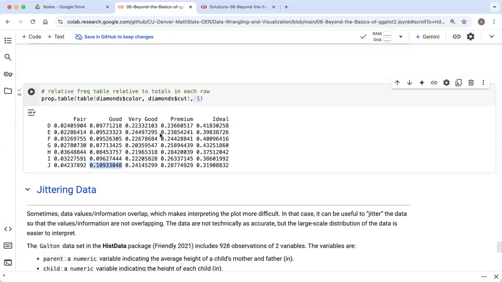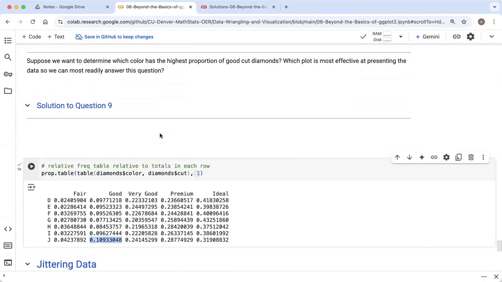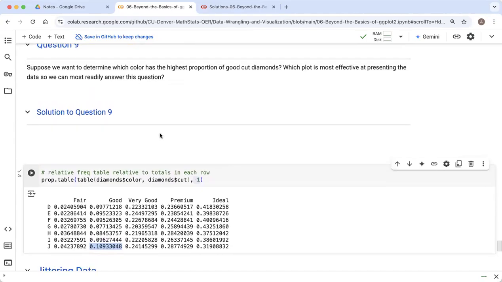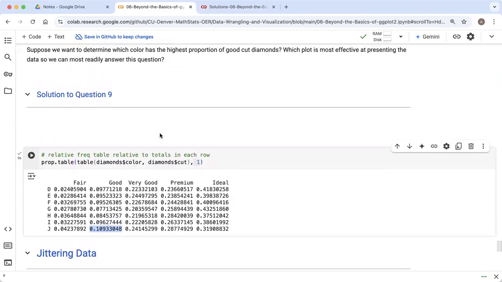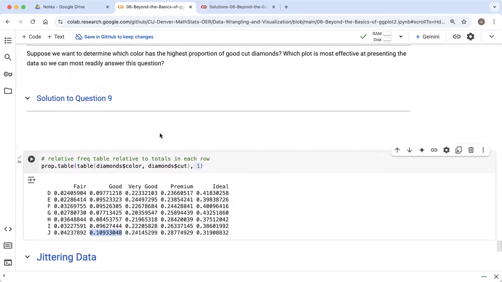Okay, so I will stop our discussion of positions and bar plots. We are almost done with this module. In the next video, we'll just talk about jittering real quickly, and then that will just about be a wrap for this module. Thanks, everybody.